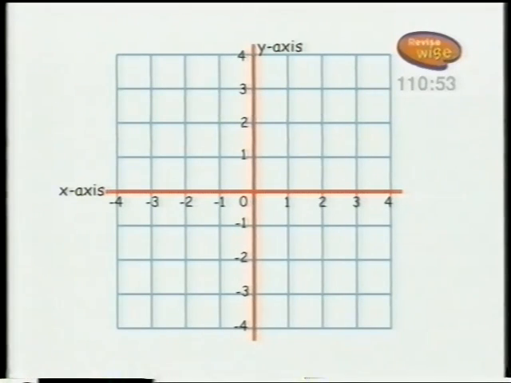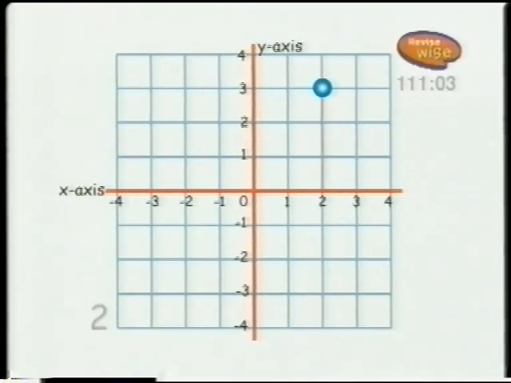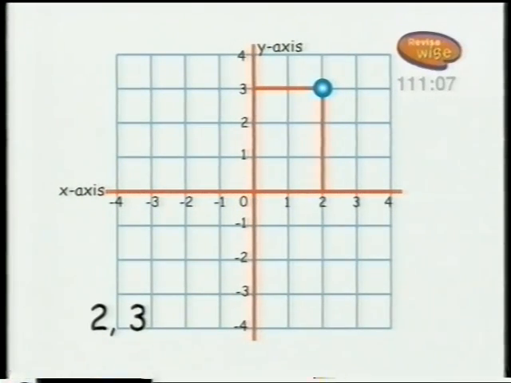Here's another question about graph coordinates, but this time we've got some negative numbers to play with. So let's see how we get on. What are the coordinates of this point here? It's 2 along the x-axis and 3 up the y-axis. So its coordinates are 2, 3.